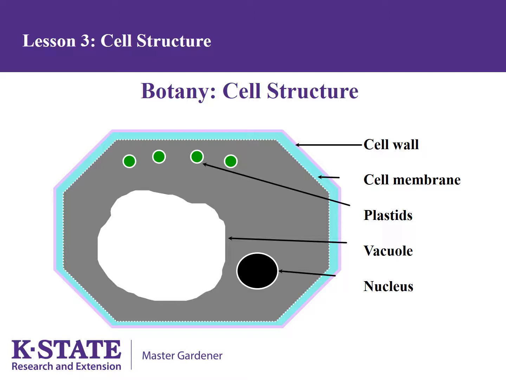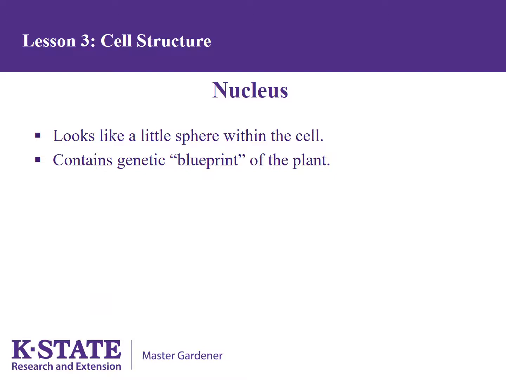The nucleus is a structure that contains the genetic material of the plant. Think of the genetic material as a blueprint. It tells the plant how to design and build another cell. The nucleus looks like a little sphere within the cell and contains the genetic blueprint of the plant.